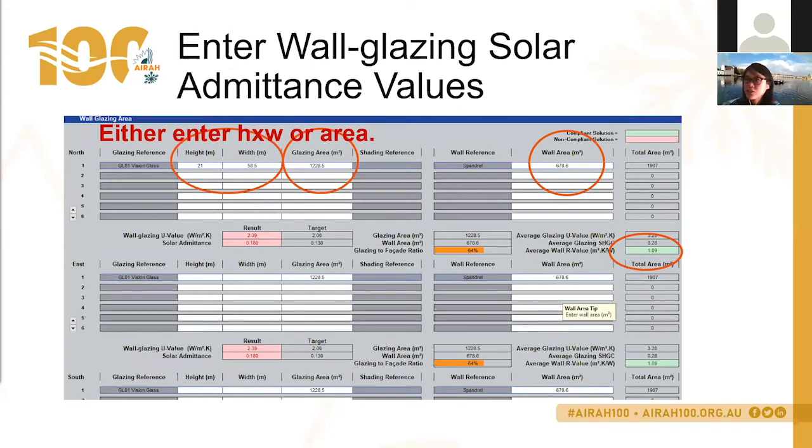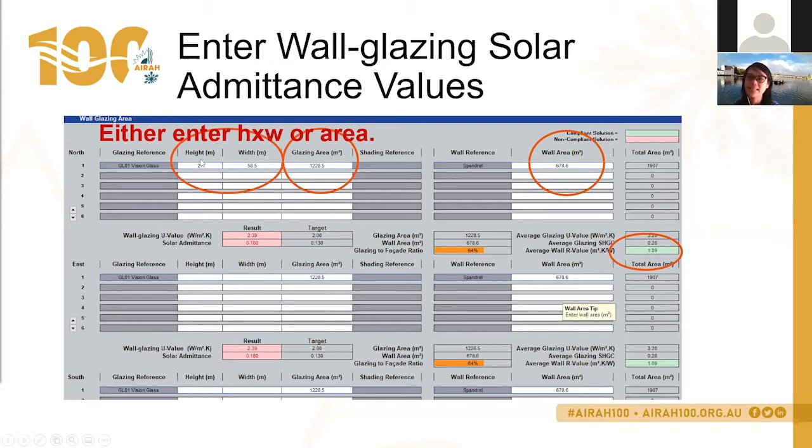So the next thing you need to do with your wall glazing solar emittance value is to then put in your area. Okay, so with your area, you can either put in for each glazing reference. I've oversimplified this to say this is exactly the same across the whole building and on all aspects. But in real life, what you actually end up having is slightly different areas and slightly different windows for each aspect and maybe even for the same orientation. So you'll have multiple references on the north, east, south, and west.